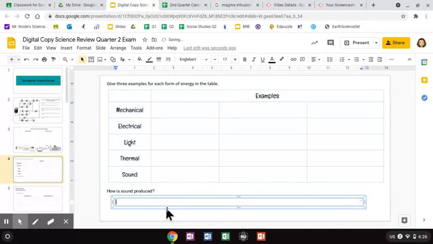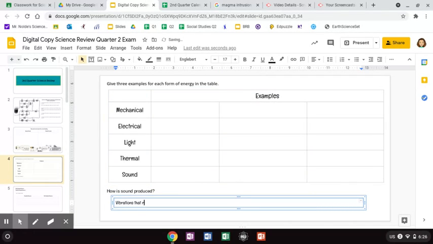So sound is produced, remember, sound is produced by vibrations that travel through the air. Okay, so you can pause the video if you need time to type that out. But the main thing is, I just want you to remember that sound is produced by vibrations.